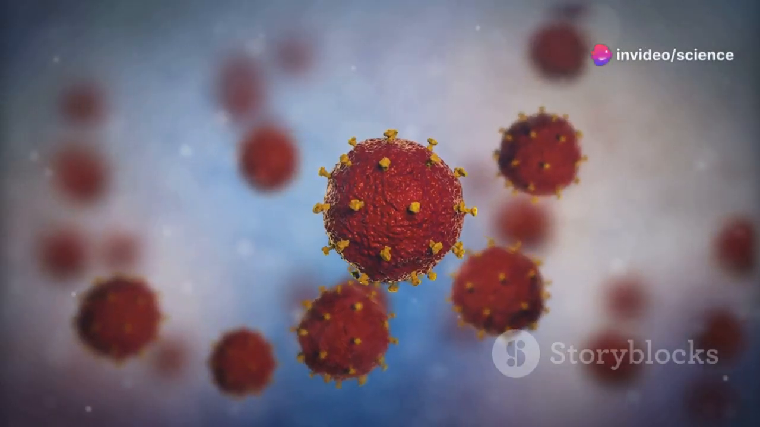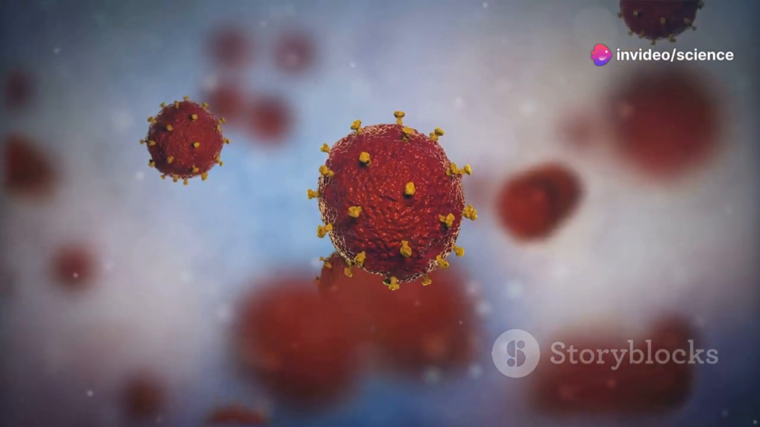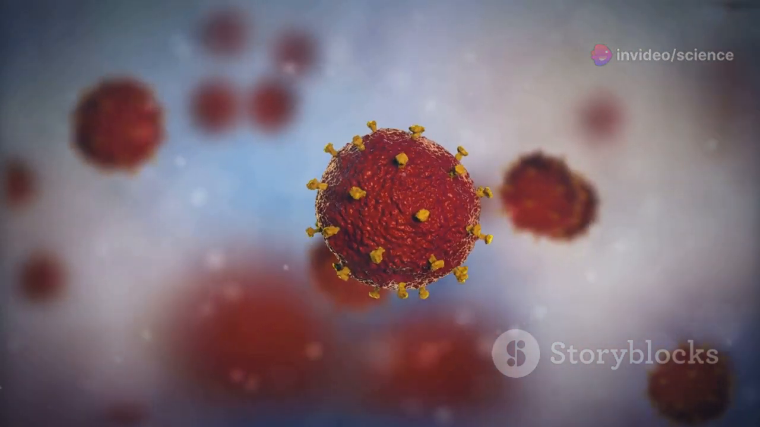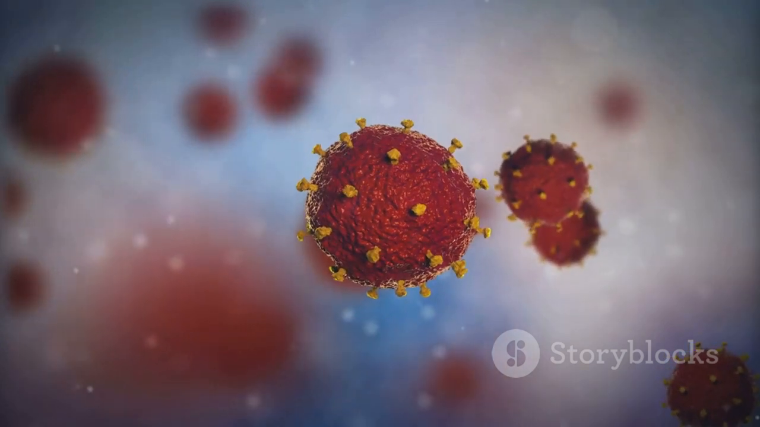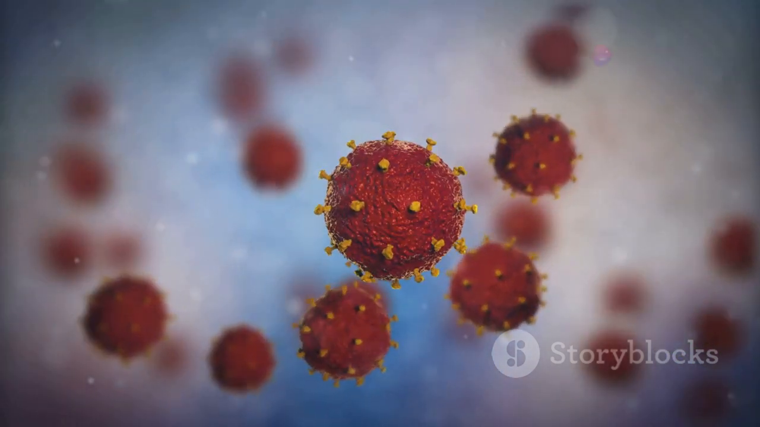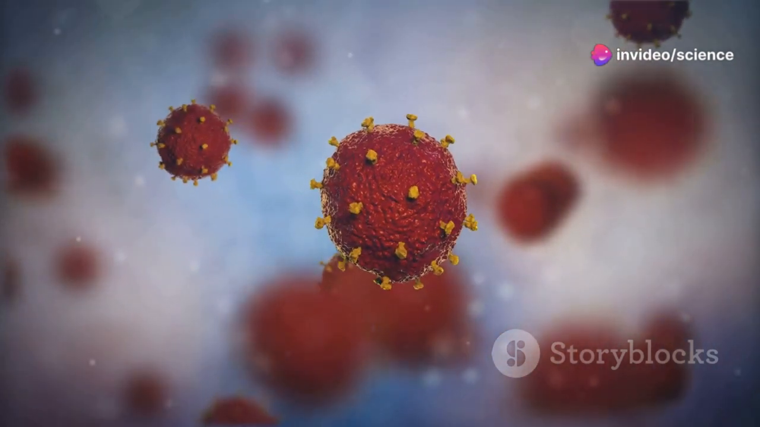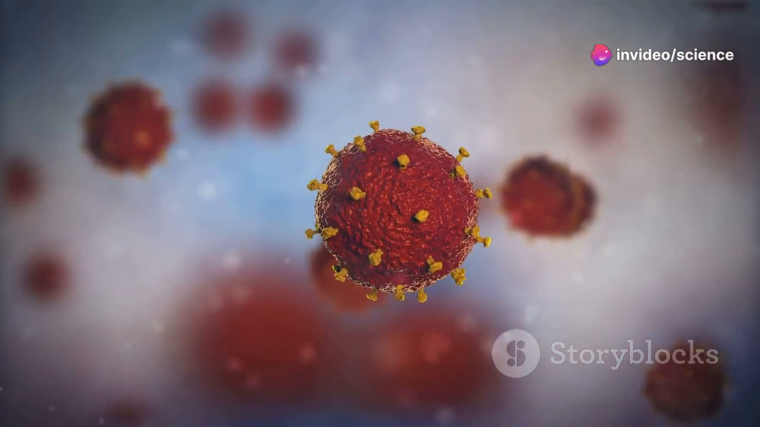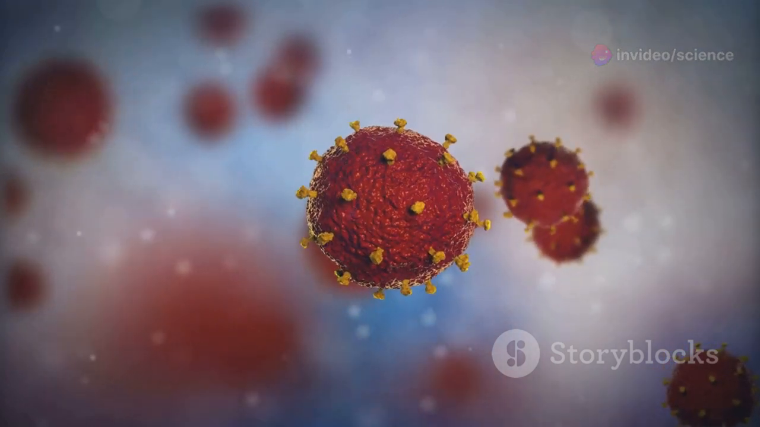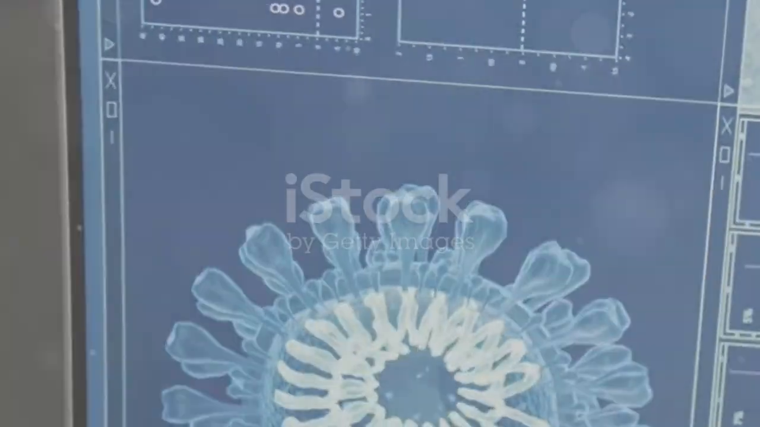Each of these entry mechanisms highlights the remarkable adaptability of viruses in overcoming the challenges of infecting host cells. They have evolved to exploit the cell's own processes to their advantage. In the following section, we will explore how viruses, once inside the cell, hijack the cellular machinery to replicate and produce more viruses. This is where the true battle between the virus and the host cell begins.